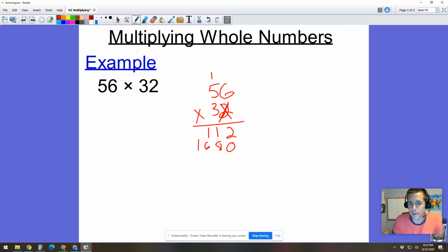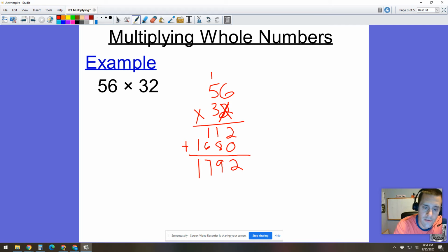We are done with multiplication, but we're not done with our final product yet, because now I want to add those two numbers together. Just like we did yesterday, in the ones column, 2 plus 0 is 2. In the tens column, 1 plus 8 is 9. The hundreds column, 1 plus 6 is 7. And the final column, 1 plus nothing is 1. So your final product, 56 times 32, equals 1,792.